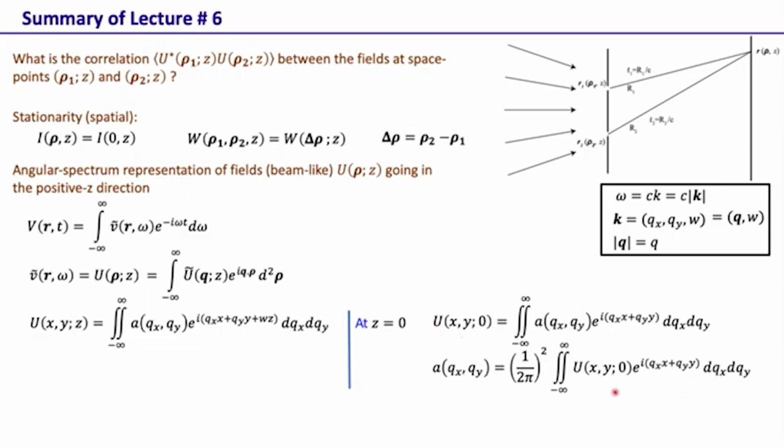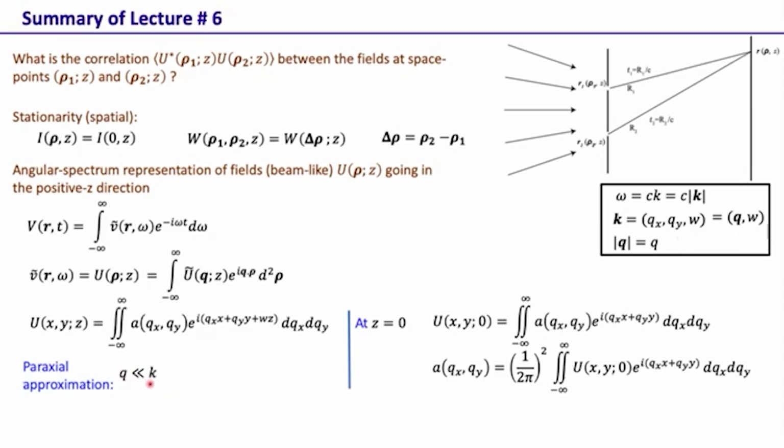So these two form a perfect Fourier transform pair: two-dimensional space and two-dimensional spatial frequency basis, which form the Fourier pair. Okay, now coming back to this field, we saw that since we are mostly interested in the beam-like solution, one very often encountered approximation is what's called the paraxial approximation, and that happens when this q, this spatial frequency vector, is much smaller than k.